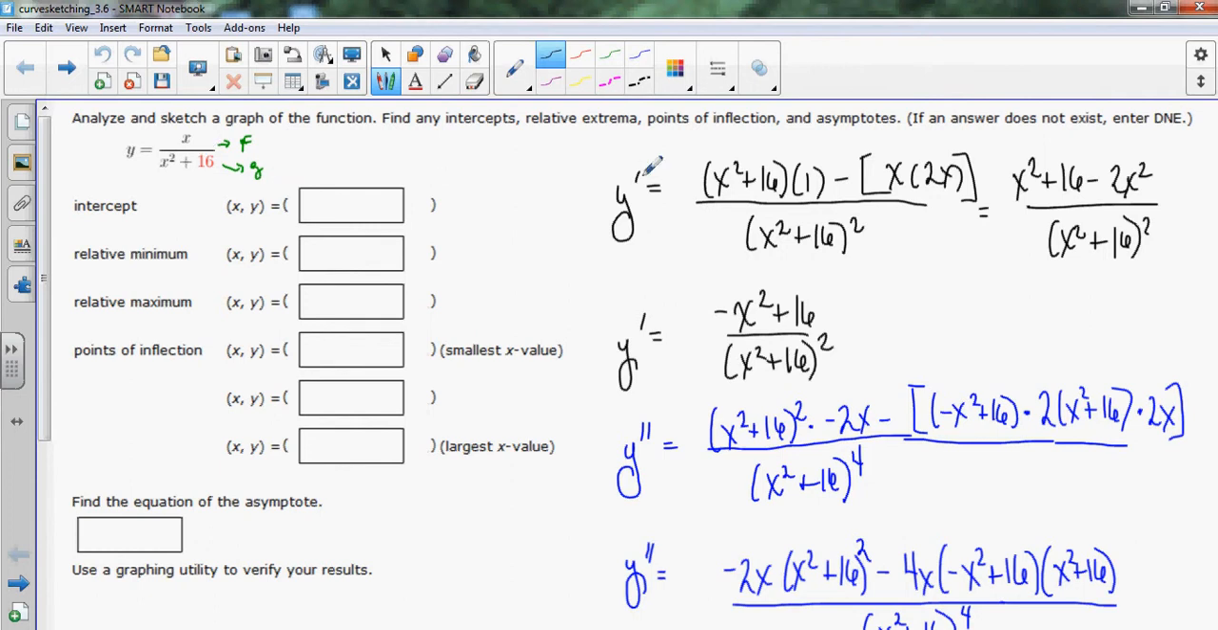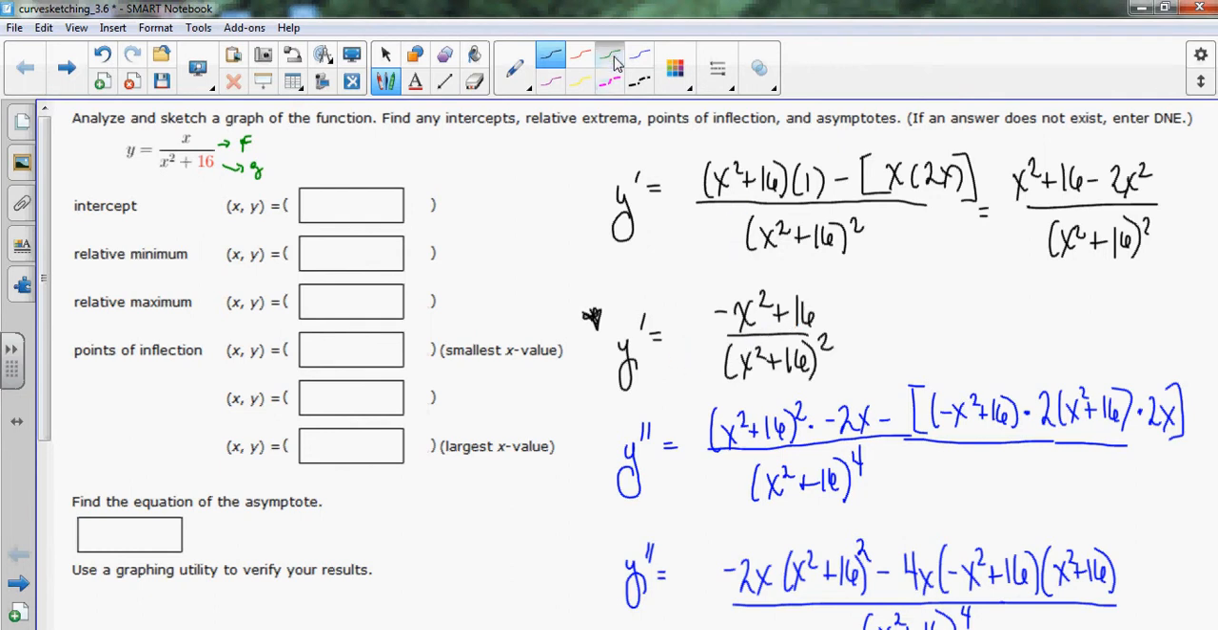So first thing we'll do is I'll find the first derivative. I let x be f of x and g be the x squared plus 16, so that I have x squared plus 16, that's squared. g times f prime minus f times g prime, and that one really wasn't too bad. It turns out to be negative x squared plus 16 over x squared plus 16, that quantity squared. So there's my first derivative.